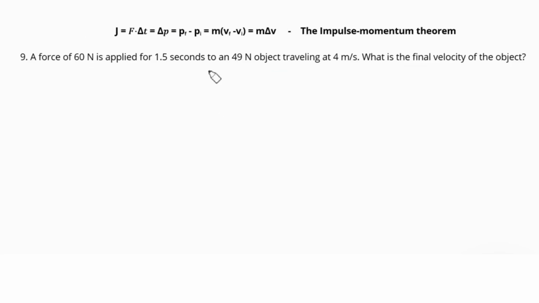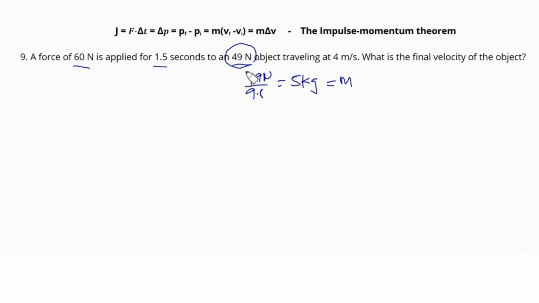A force of 60 newtons is applied for 1.5 seconds to a 49 newton object traveling at 4 meters per second. What is the final velocity of the object? Again, it makes sense since I have force and time, and this is where I'm going to get the mass from. It's a 49 newton object. So 49 newtons divided by 9.8 is going to give me 5 kg. So that's the mass I'm looking for.